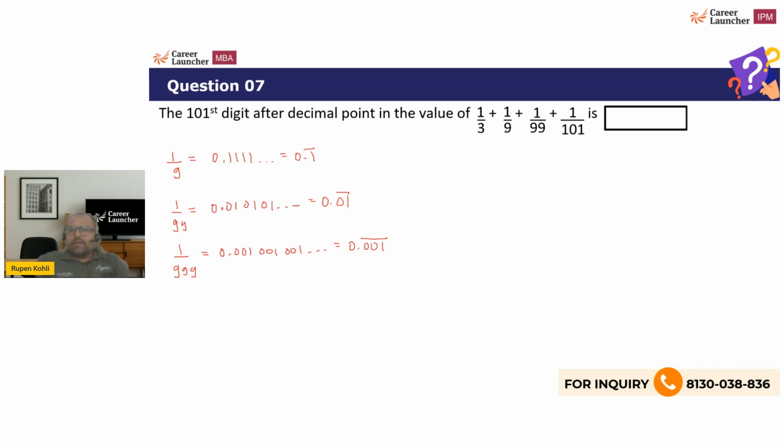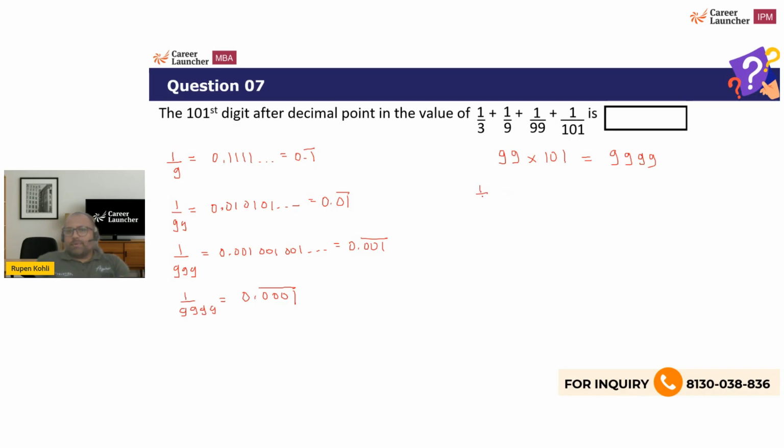So 1 by 3 and 1 by 9 we can easily handle. Now coming to these two fractions, 99 and 101: if you take the LCM of 99 and 101 in the denominators, since they are co-prime numbers, their LCM will be 99 times 101, which is nothing but 9999. And as per our pattern, 1 by 9999 is therefore going to be 0.0001 bar. I think the question is therefore done.